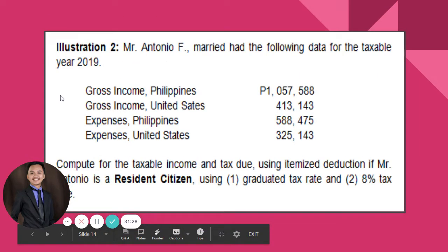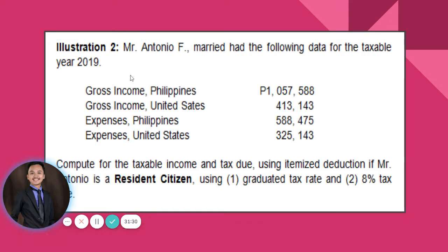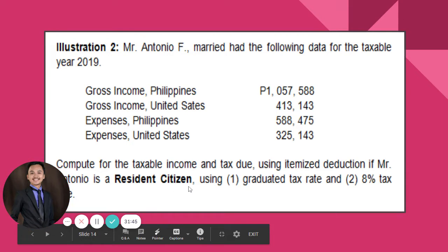Okay, let's proceed to another illustration. Mr. Antonio Merid had the following data for taxable year 2019. So Merid, 2019, again under the TRAIN law, compute for the taxable income and tax due using itemized deduction if Mr. Antonio is a resident citizen, using graduated tax rate or the 8%. Okay, 8%.